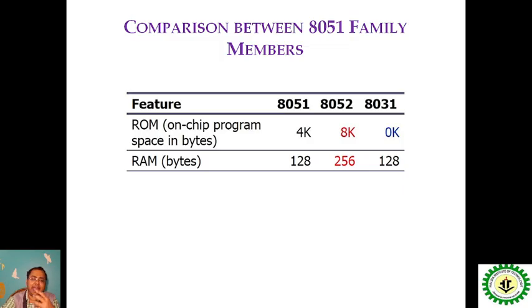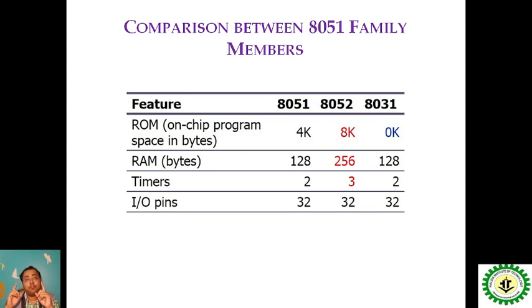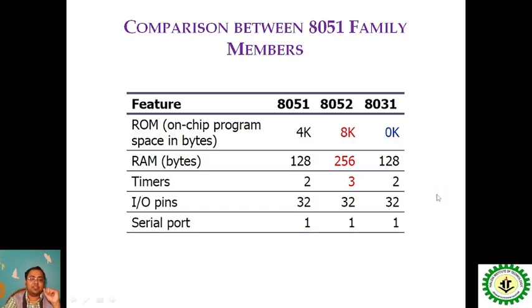Okay. The second feature is the RAM. We can see that the 8051 and 8031 both have the same RAM, 128 bytes, but the 8052 has 256 bytes of RAM. In the case of timers, the 8031 and the 8051 have two timer counters, as we already observed in the last slides, but the 8052 has three internal timer counters. In the case of IO ports, all the family members have the same number of IO ports: 32 bidirectional, individually addressable IO lines. In the case of the serial port, all have a single serial port.